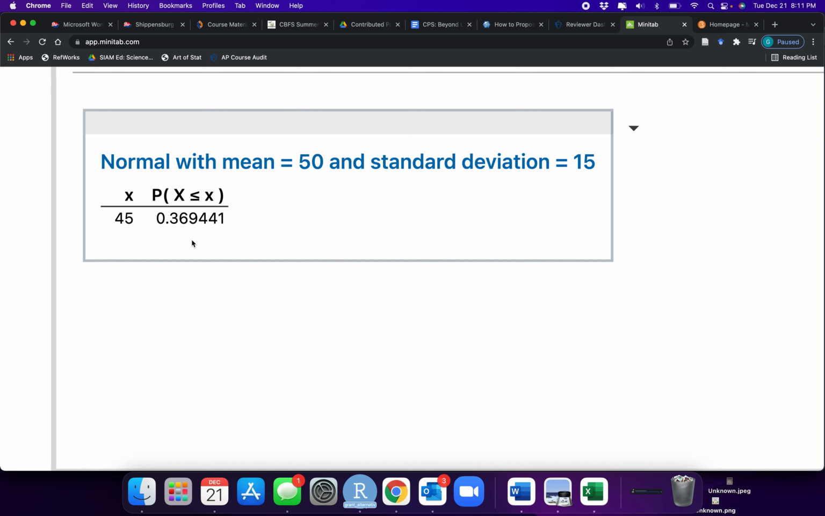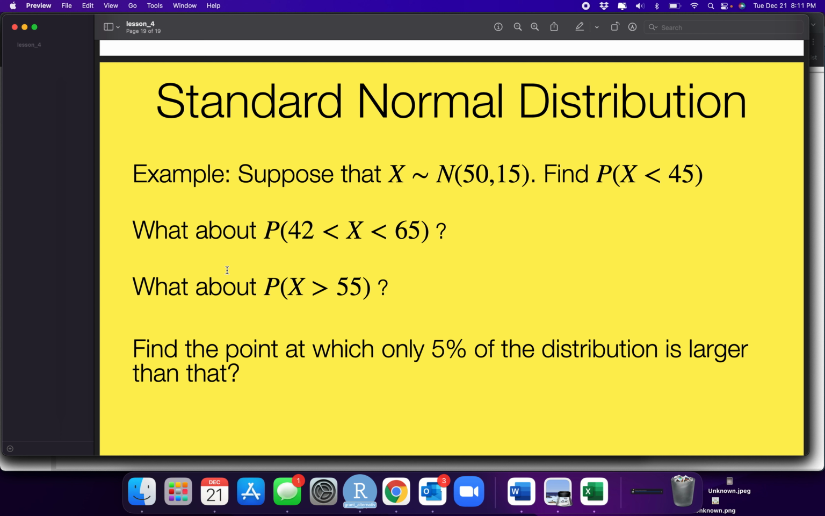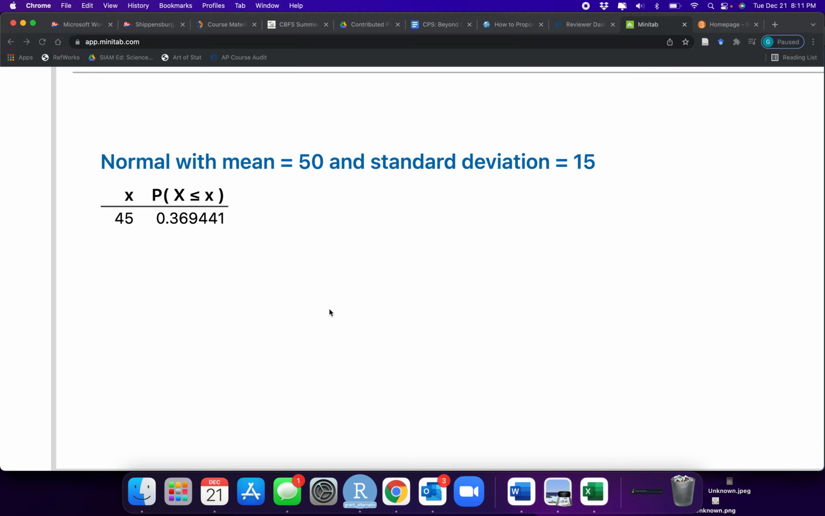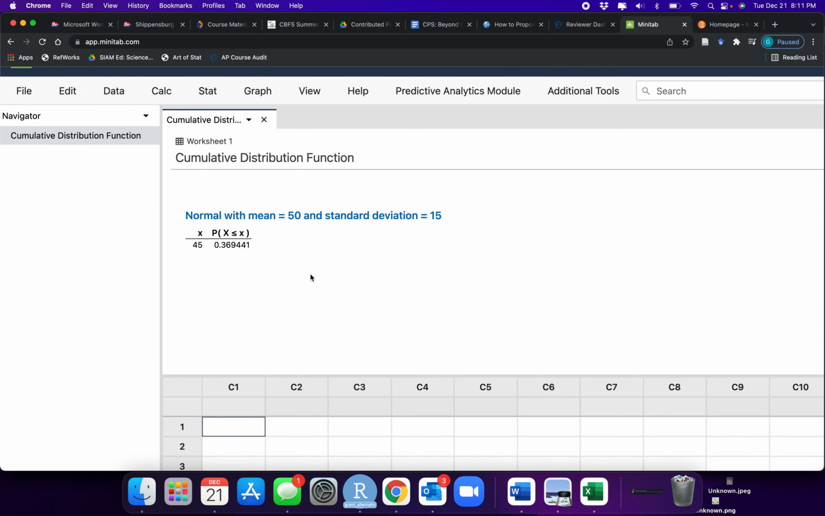Now it gets a little more complicated. In my second question, what's the probability that x is between 42 and 65? We have to actually ask Minitab to do two calculations for us. Unfortunately there is no in-between button, and that can be a little confusing, and we didn't really discuss that in class or in any of the videos.